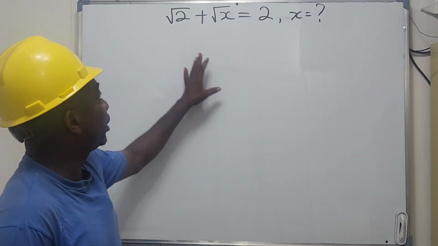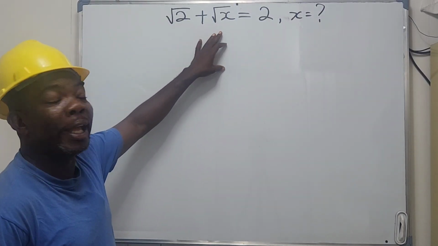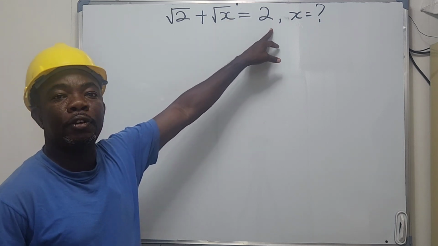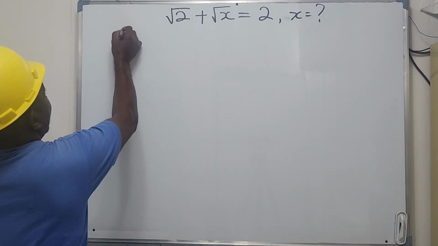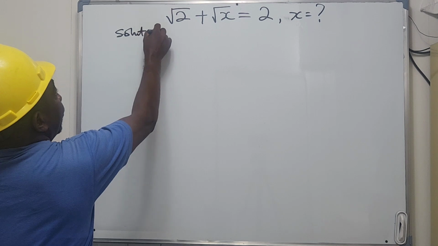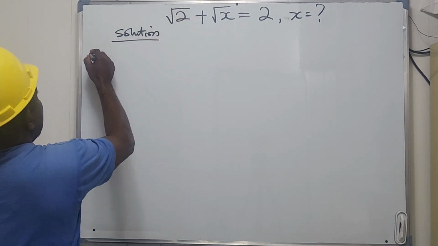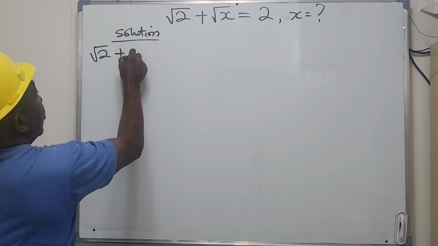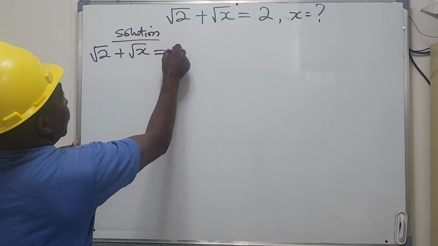For today, we're looking at this question. It says root 2 plus root x equals 2. We are asked to find the value of x. So we have here the solution. For us to find the value of x, let's take this as root 2 plus root x equals 2.